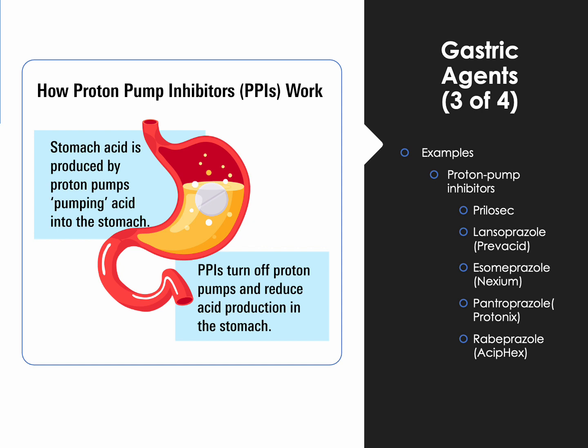Some common PPIs include lansoprazole, esomeprazole, pantoprazole, and rabeprazole. And the trade names are there in parentheses for you. Now, lansoprazole, esomeprazole, and pantoprazole are available in a powder form, and these have to be reconstituted with IV saline prior to administration. And IV pantoprazole has the ability to reduce gastric acid in about 20 minutes.